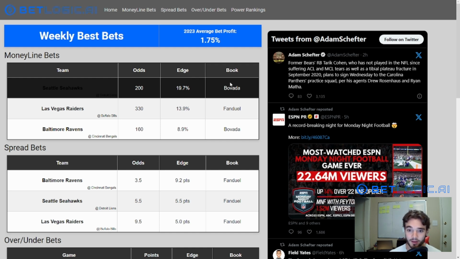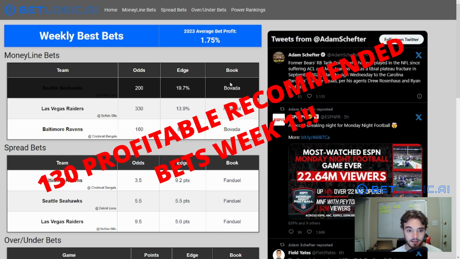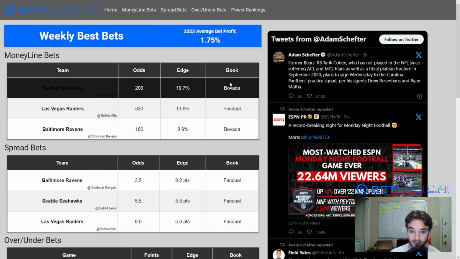As you can see, this is the homepage for Betlogic.ai, and we have our weekly best bets as well as our 2023 average bet profit located on this page, with the average profit across 130 recommended bets in week one being calculated into that number. Now, at first glance, that 1.75% profit margin doesn't feel high.